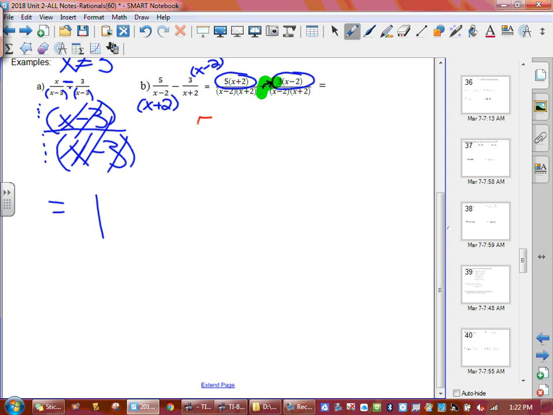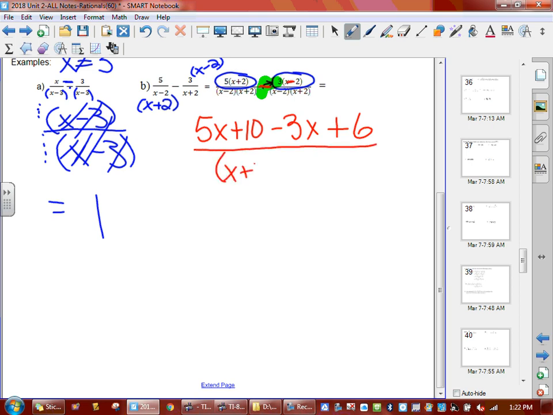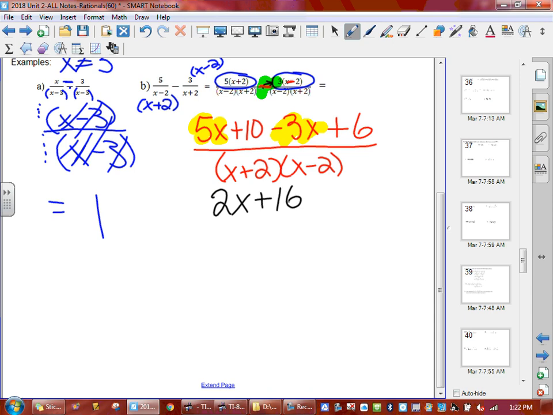So now we're going to get 5x plus 10 minus 3x plus 6, because we have a negative times a negative. That's giving us a positive 6 here. All on top of our common denominator, x plus 2, x minus 2. Now you got to keep your denominator. It doesn't disappear. Now we've got to add the top. So we're going to add like terms. So you're going to add your x's together, and then you add your digits, the constants together. So we're going to get 2x plus 16 all over x plus 2, x minus 2.